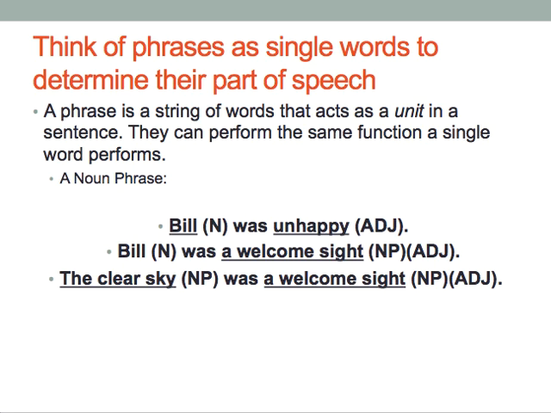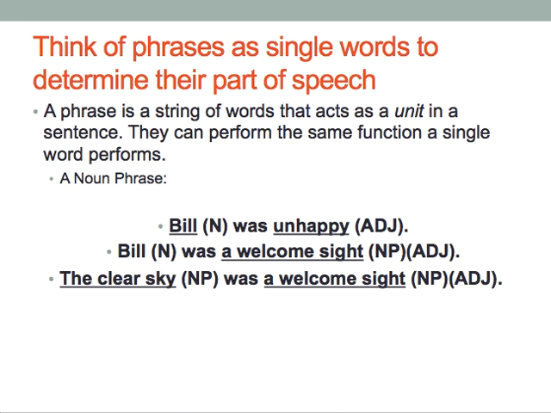Importantly here, thinking of phrases as single words in order to determine their parts of speech is a very easy way to break down, identify and analyze sentences grammatically. Now, a phrase is just a string of words that acts as a unit in a sentence, and they can perform the same function a single word performs, such as a noun phrase. Bill (noun) was (verb) unhappy (adjective).